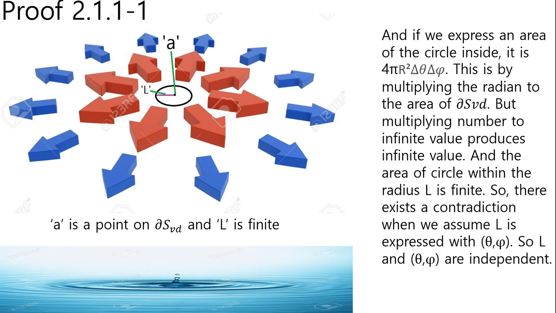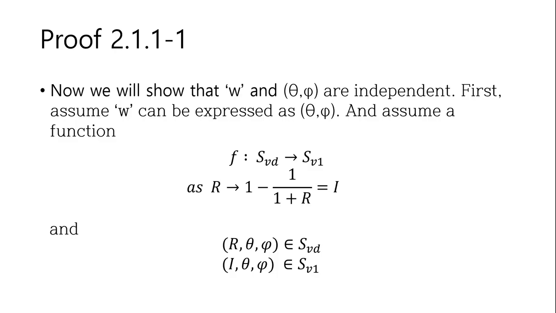And if we express an area of the circle inside, it is 4 pi r squared delta theta delta phi. This is by multiplying the radian to the area of DS3D. But multiplying a number to an infinite value produces an infinite value, and the area of the circle within the radius L is finite. So there exists a contradiction when we assume L is expressed with theta phi. So L and theta phi are independent.